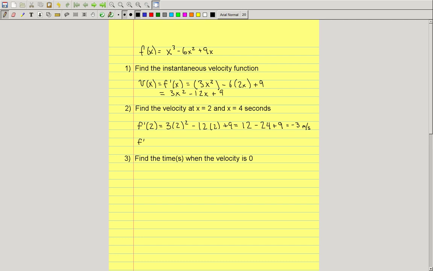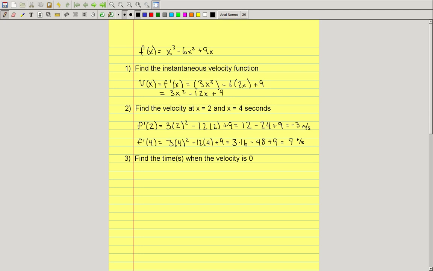In order to determine the velocity at 4 seconds, we plug 4 into our derivative function. We get 3 times 4 squared minus 12 times 4 plus 9. 4 squared is 16, so we have 3 times 16. 12 times negative 4 is negative 48. And then plus 9. 3 times 16 is 48. So 48 minus 48 is 0. Plus 9 is 9 meters per second.